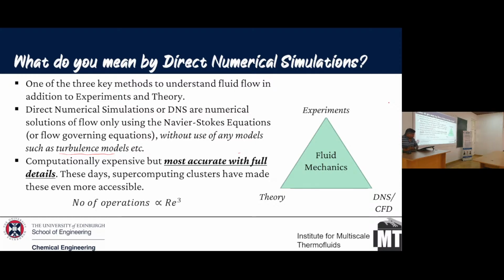Okay, but when you do DNS, the biggest advantage you have is it's accurate. As long as your errors are controlled, you're accurate. As long as your mesh is good, you're accurate. It has all the details. The problem is it is extremely expensive. It's computationally expensive, and that's why you need to have some sort of a supercomputing cluster to do this. Nowadays, given that we have clusters everywhere, it's probably easiest to do DNS at the moment than give an incorrect answer using a turbulence model.